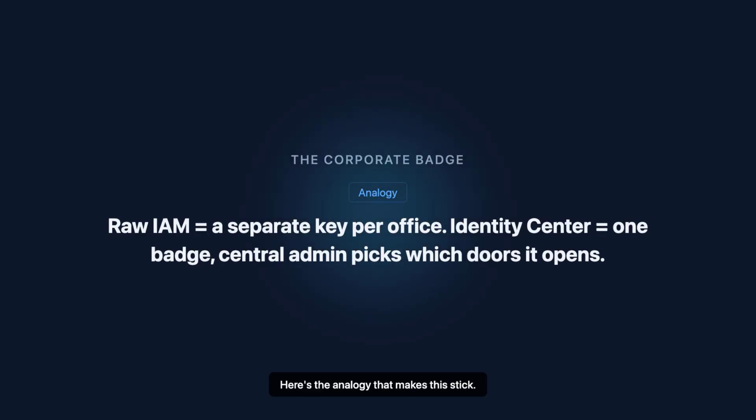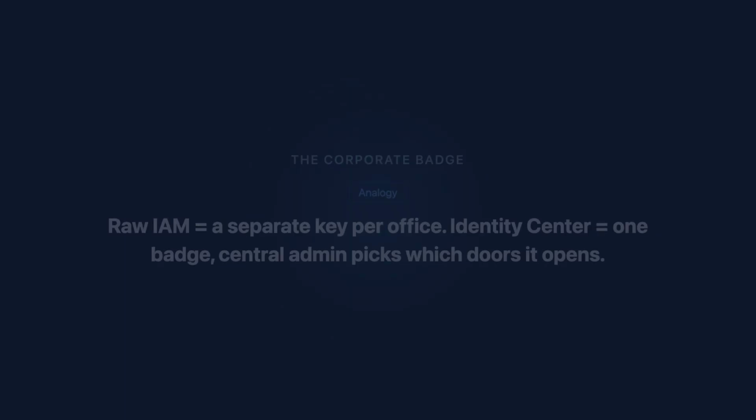Here's the analogy that makes this stick. Raw IAM, the way we used it in episode 8, is like giving every employee a separate physical key for every office in every building. CodeGorillas has 40 client accounts, so that's 40 keys per consultant. IAM Identity Center is the corporate badge system. 1 badge per person, and central admin decides which doors that badge opens. Best of all, when someone leaves the company, you deactivate the badge once and they're locked out everywhere.